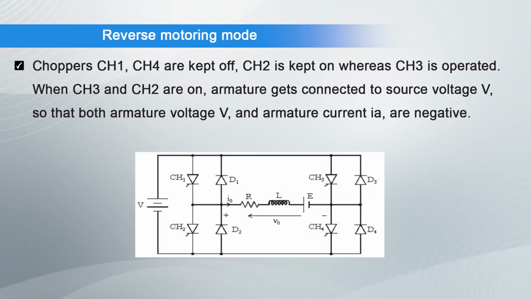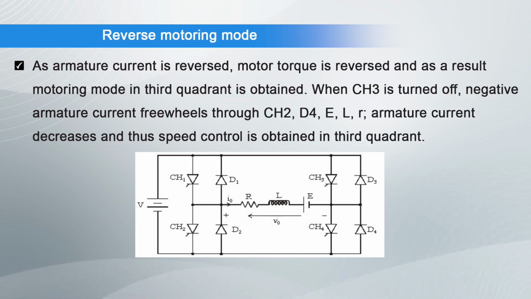Reverse motoring mode. In reverse motoring mode, choppers CH1 and CH4 are kept off, CH2 is kept on, and CH3 is operated. When CH3 and CH2 are on, the armature gets connected to source voltage V, so that both armature voltage V and armature current IA are negative. As the armature current is reversed, motor torque is reversed and as a result motoring mode in the third quadrant is obtained.